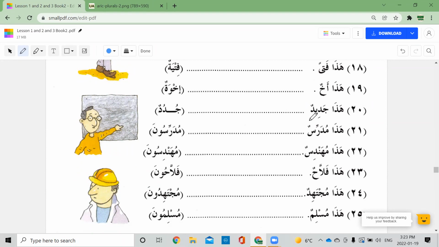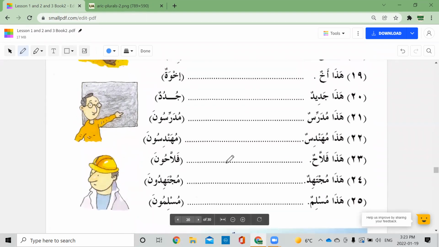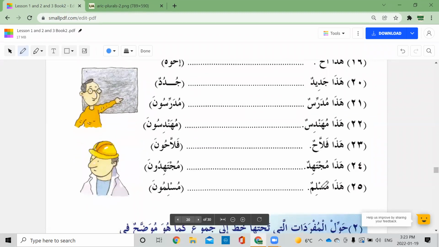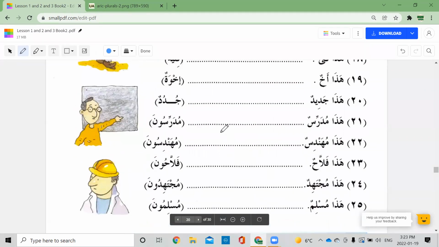هذا مهندس, this is an engineer. هؤلاء مهندسون. These are engineers. هذا فلاح, this is a farmer. هؤلاء فلاحون. These are farmers. هذا مجتهد, this is hardworking. هؤلاء مجتهدون. These are hardworking, referring to people. هذا مسلم. هؤلاء مسلمون. These are Muslims. Jazakallah khair. That was very well done.